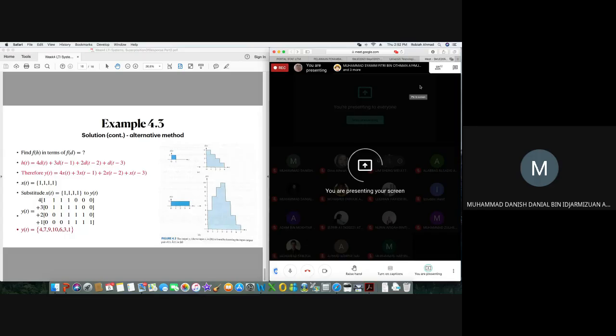Boleh? Okay, now dekat this slide example 4.3 kan? Betul. Okay, so semua nampak. Nampak doktor. Kalau saya share Jamboard ni nampak tak? Tak nampak doktor. Tak apalah, kita tengok dekat slide je lah.